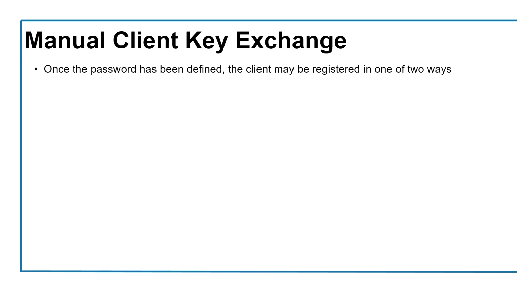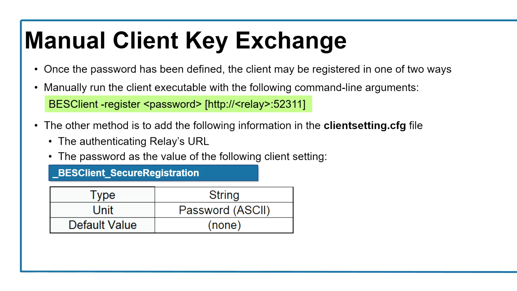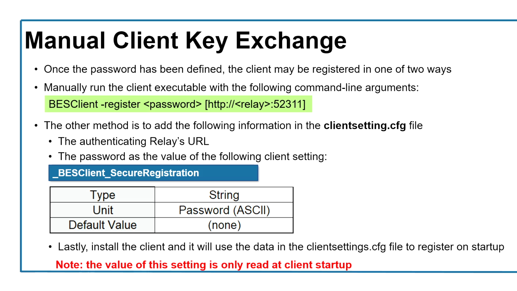Once the password is established, there are two ways the client can be registered. Either execute the client binary with a register argument, the password, and the relay's URL, or add this client setting to the client settings.cfg file. As with the first option, the password and relay URL must be specified. When the client runs for the first time after install, it will use this information to request a key and register.